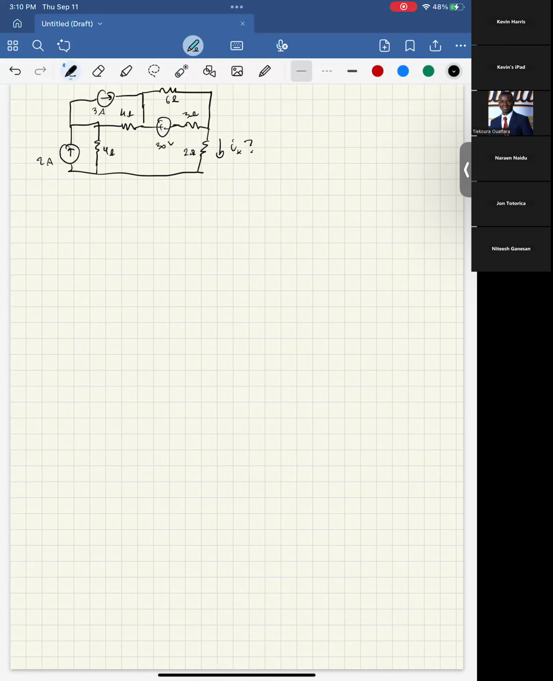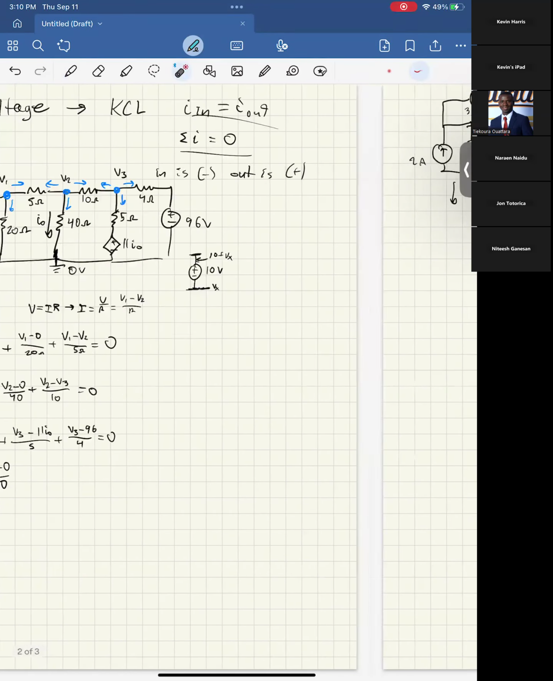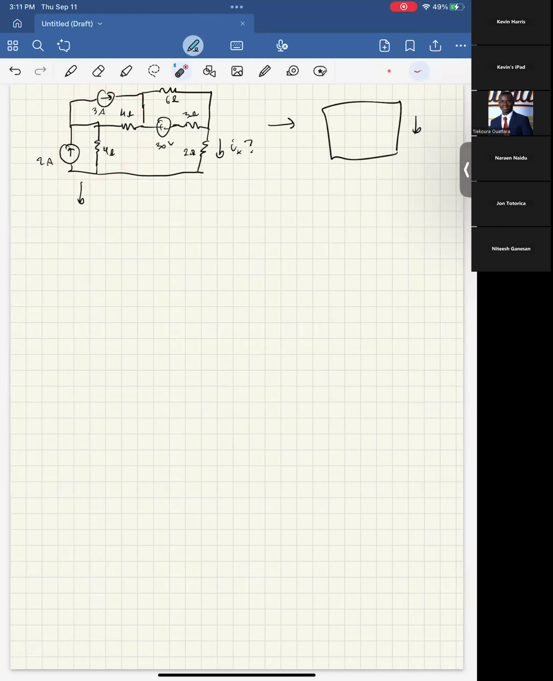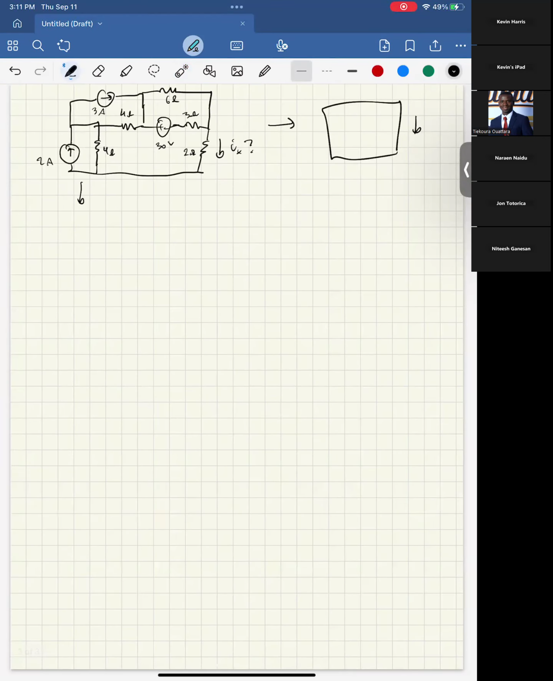To do this, basically the goal is to turn this into one loop where it's very easy to find that current. So to do that, we basically just have to do a lot of source transformations. One thing I will say is it can be helpful to think of this by redrawing it in a form that looks more like this. Because right here, it's a bit confusing as to what points you would cut off your source transformation. Whereas if we redraw it to look a bit more like this, it'll become a lot more clear. So I'll do that really quickly.